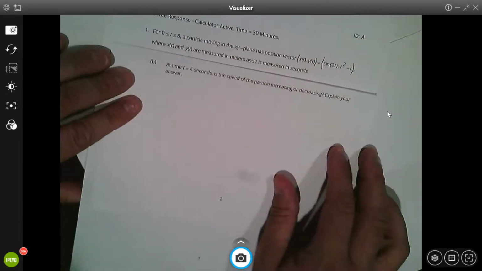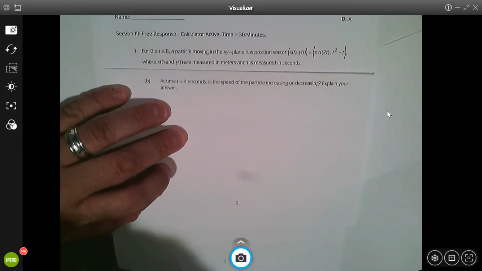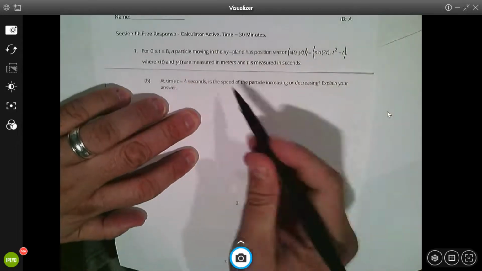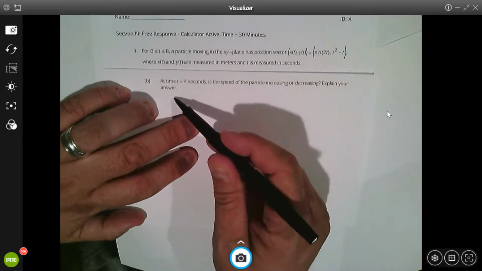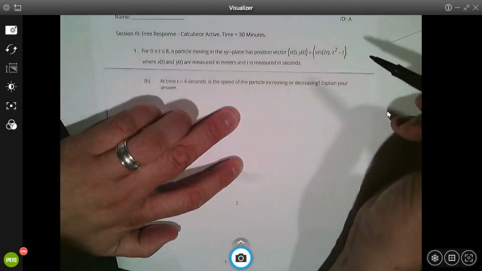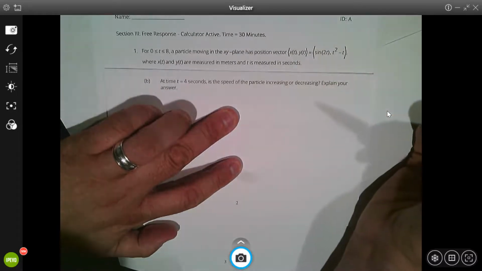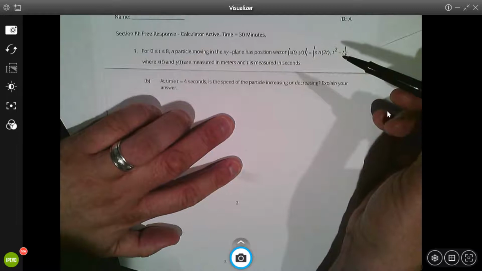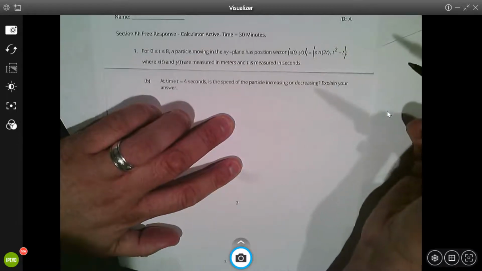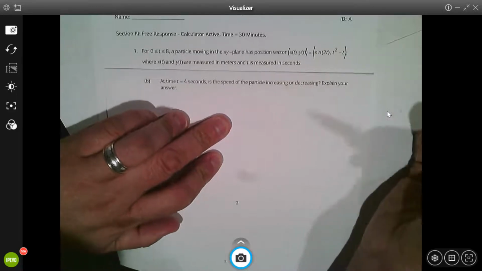All right, so part B, the question says, at time t equals 4 seconds, is the speed of the particle increasing or decreasing? Explain the answer. Now in calculus AB, if we're talking about speed increasing or decreasing, normally you would look at the sign of the velocity and the sign of the acceleration, and if those have the same sign, both positive, then your speed is increasing.